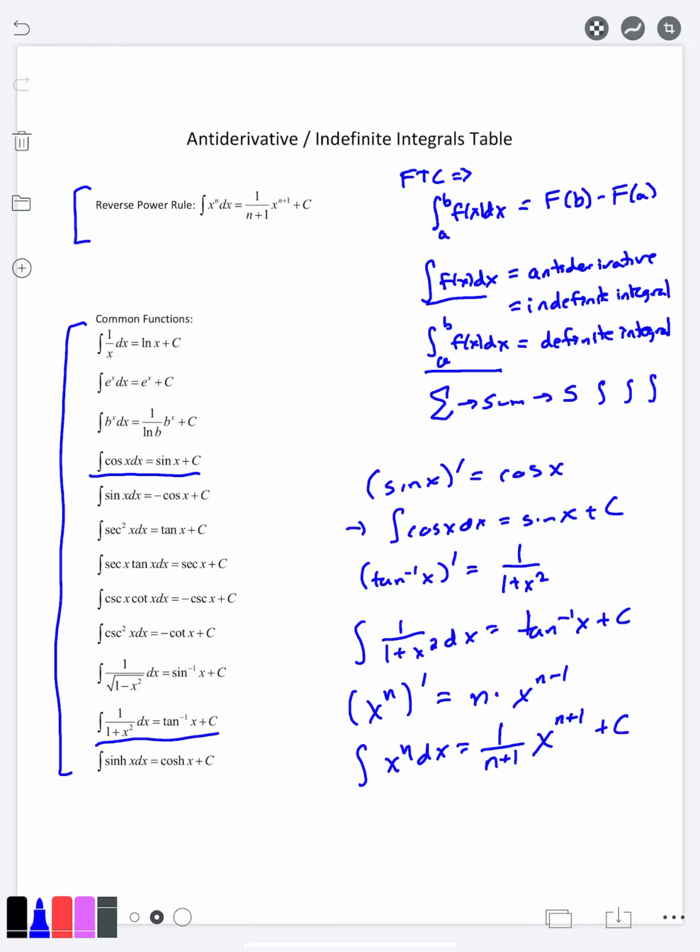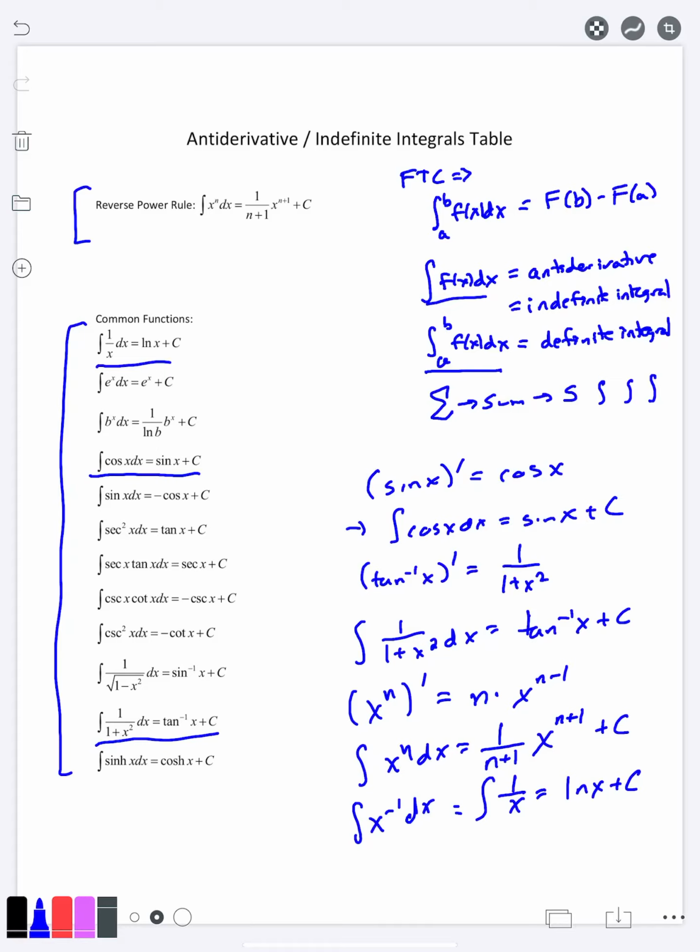There's only one small thing you should pay attention to, which is that this will work for every value of n except -1. If you try to use this rule for x to the -1 power, and you add 1 to that, you get 0, you divide by 0, and it's not allowed. However, in this special case, we know what the antiderivative of 1 over x is. That's just ln x. And that's my first rule right here.